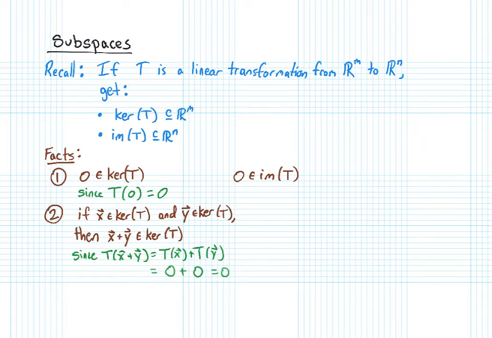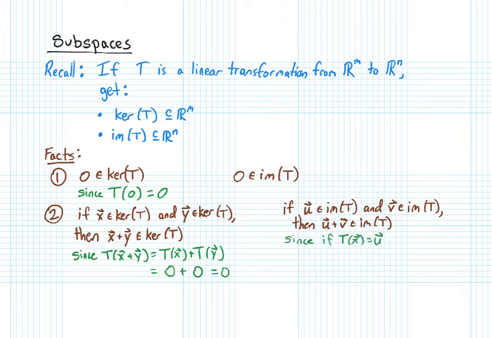So a similar thing is true for the image of T. If u is in the image of T and v is in the image of T, then u plus v is in the image of T. And the reason for this is that if u is in the image of T, then there must be some x such that T of x is equal to u. And similarly, if v is in the image of T, then there must be some y such that T of y is equal to v. And then we use the linearity property that T of x plus y is equal to T of x plus T of y. And in this scenario, T of x is equal to u and T of y is equal to v. So we get u plus v.